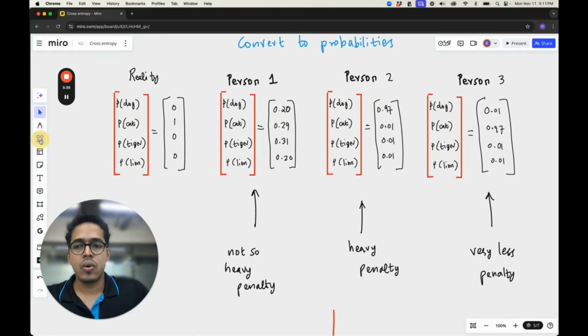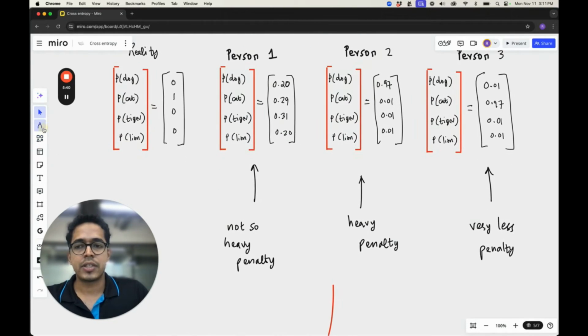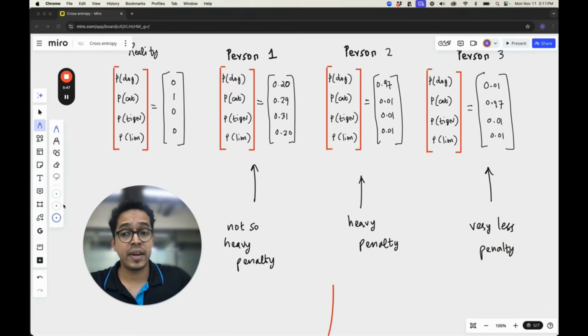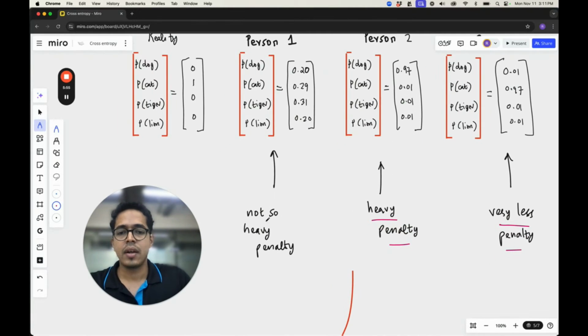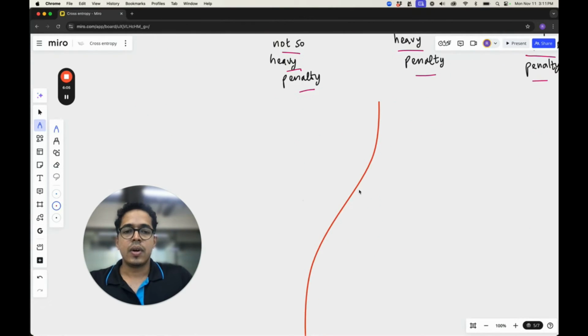So our goal with cross entropy loss is to make sure that this person gets least penalty because of being confident and right. So that is the first goal. Second goal is this person should have heavy penalty because they are confident and wrong, and not so heavy penalty, but yet there has to be some proper penalty to person 1 also for being highly undecisive or highly underconfident. So how do we do that?